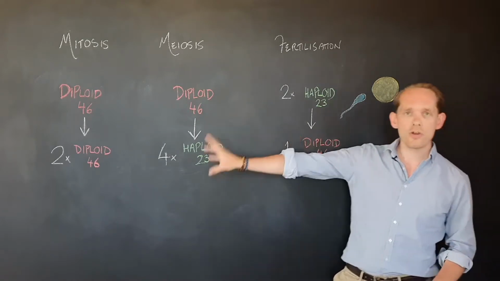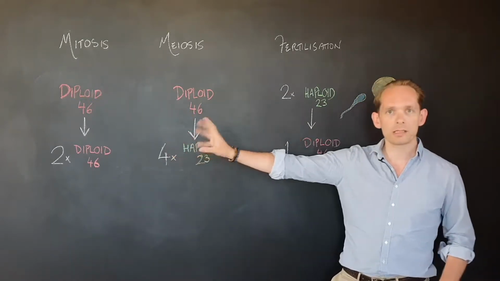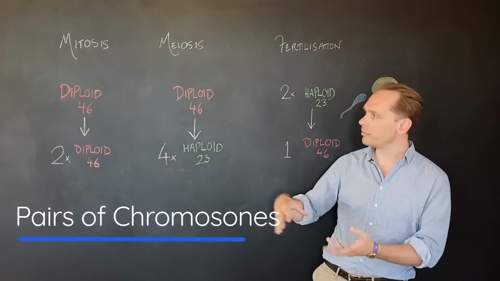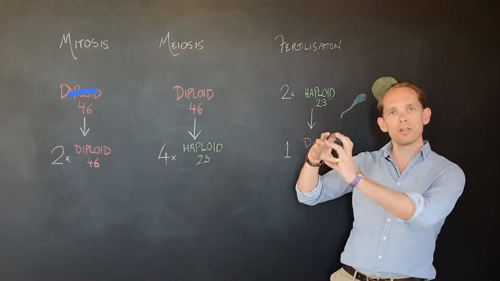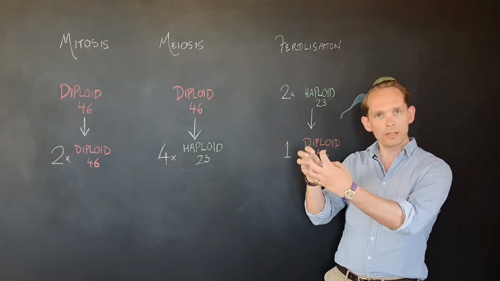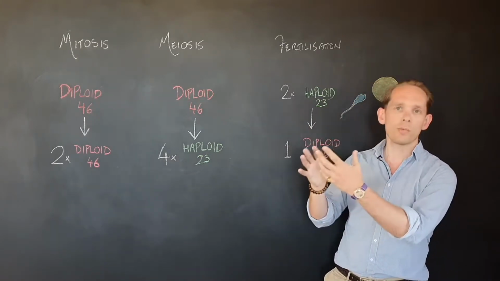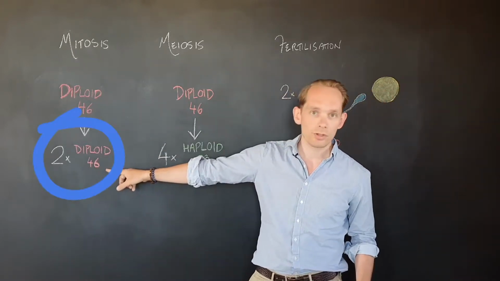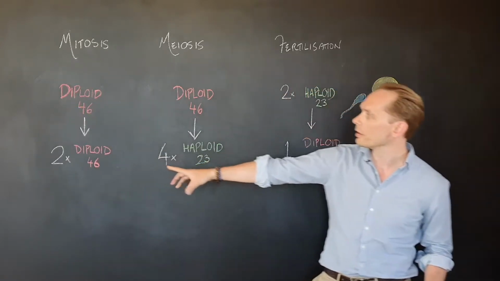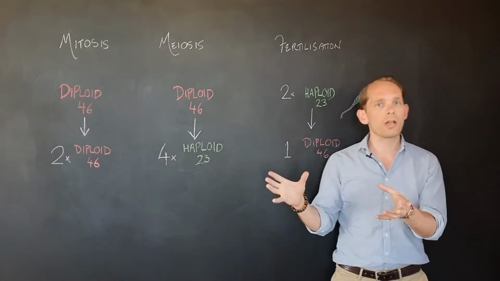Now that's where a normal cell, a diploid cell, diploid meaning it has pairs of chromosomes, in our case 23 pairs, 46 chromosomes, that the nucleus of that cell will copy and divide the cell, and you end up with two diploid cells. So the number of chromosomes has doubled from 46 to 2 lots of 46, 92. And you've got two cells, and they are clones of each other.